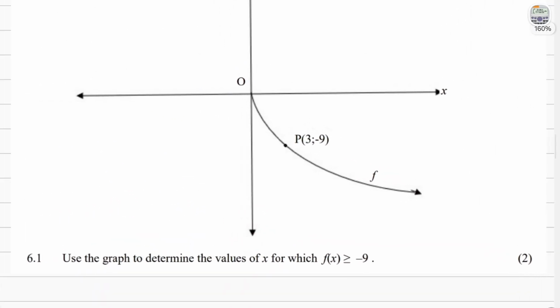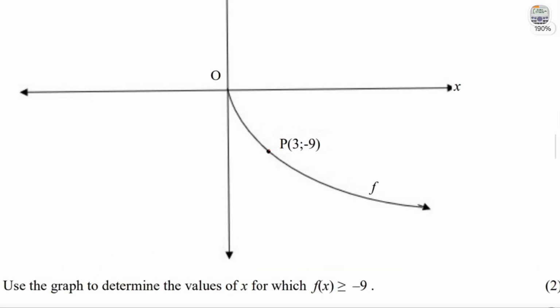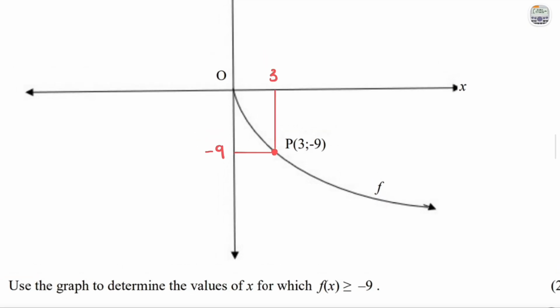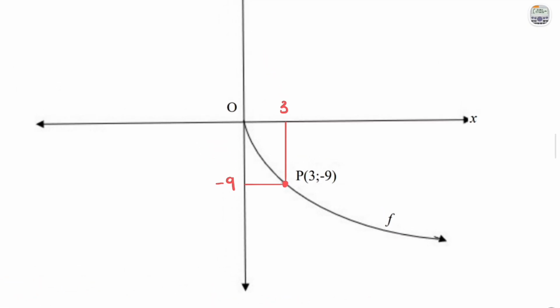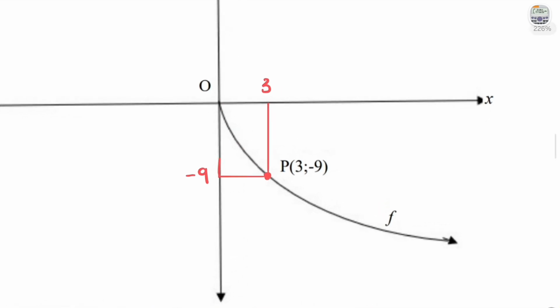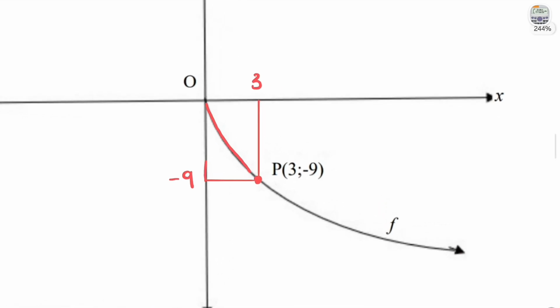Okay, we're just using the graph, so we're interpreting from the graph. This is the point P, (3, -9). So this is the point where the graph of f has a y value of negative 9, and the x value belonging to that is 3. So where is it greater than or equal to negative 9? That would be all through here. This is where it has y values that are greater than or equal to negative 9. And so we just have to tell them the values of x for which this section exists.